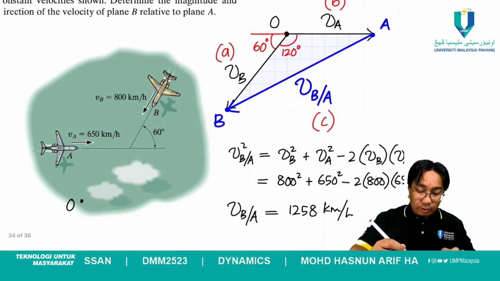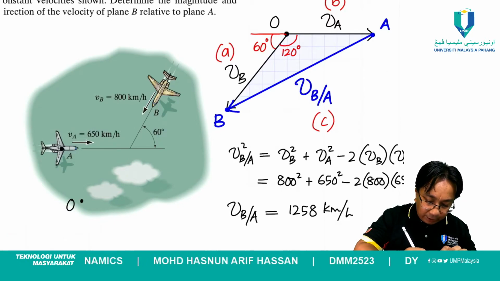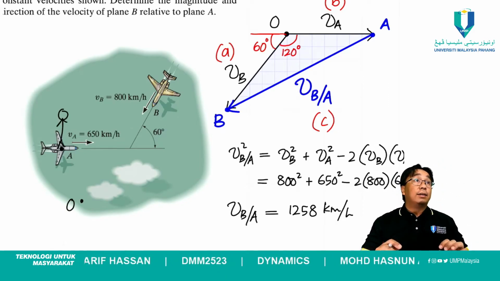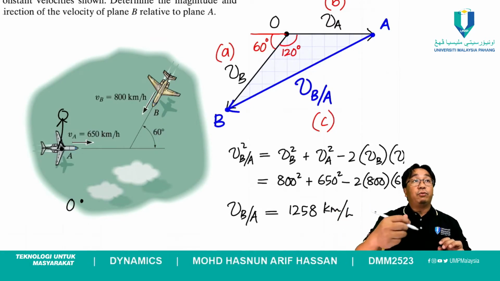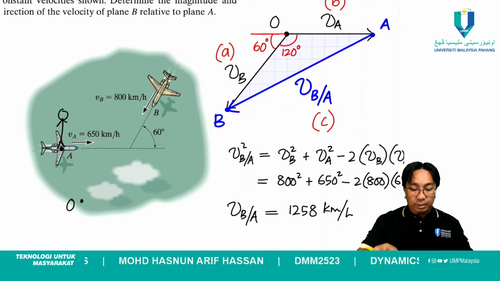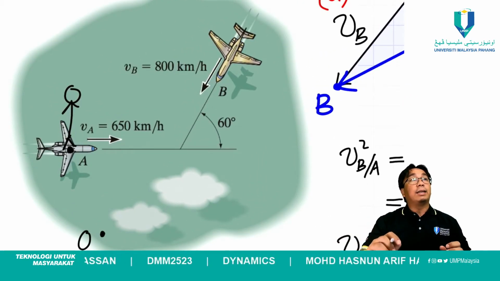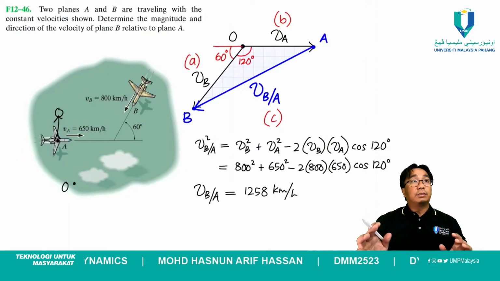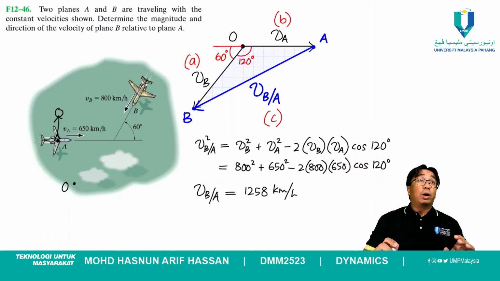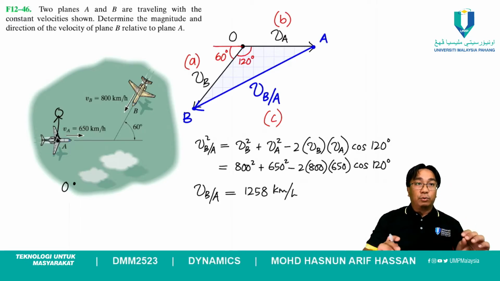But if you stand on plane A now, let's say you are now standing here. Let me draw a person there. If you are standing there and you look at plane B, what you are seeing is that B is traveling not at 800 km per hour but at a much larger speed, that is 1258 km per hour. So that is the difference between absolute and relative motion just now.